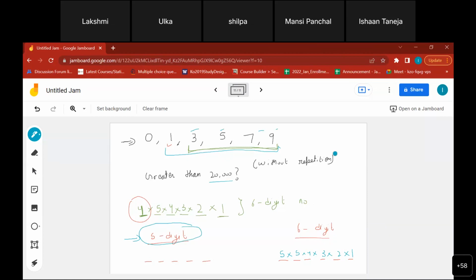So for a 5-digit number to be greater than 20,000, I can have any of these 4 at the first place, and the remaining I can arrange. So you need to take into consideration these 2 cases, but most of the students take only this case as the answer. Is it clear? So keep this in mind. This is a very small piece of information that can distract you from the final answer. So just keep in mind what conditions are given and what all possible cases you can make. Okay.